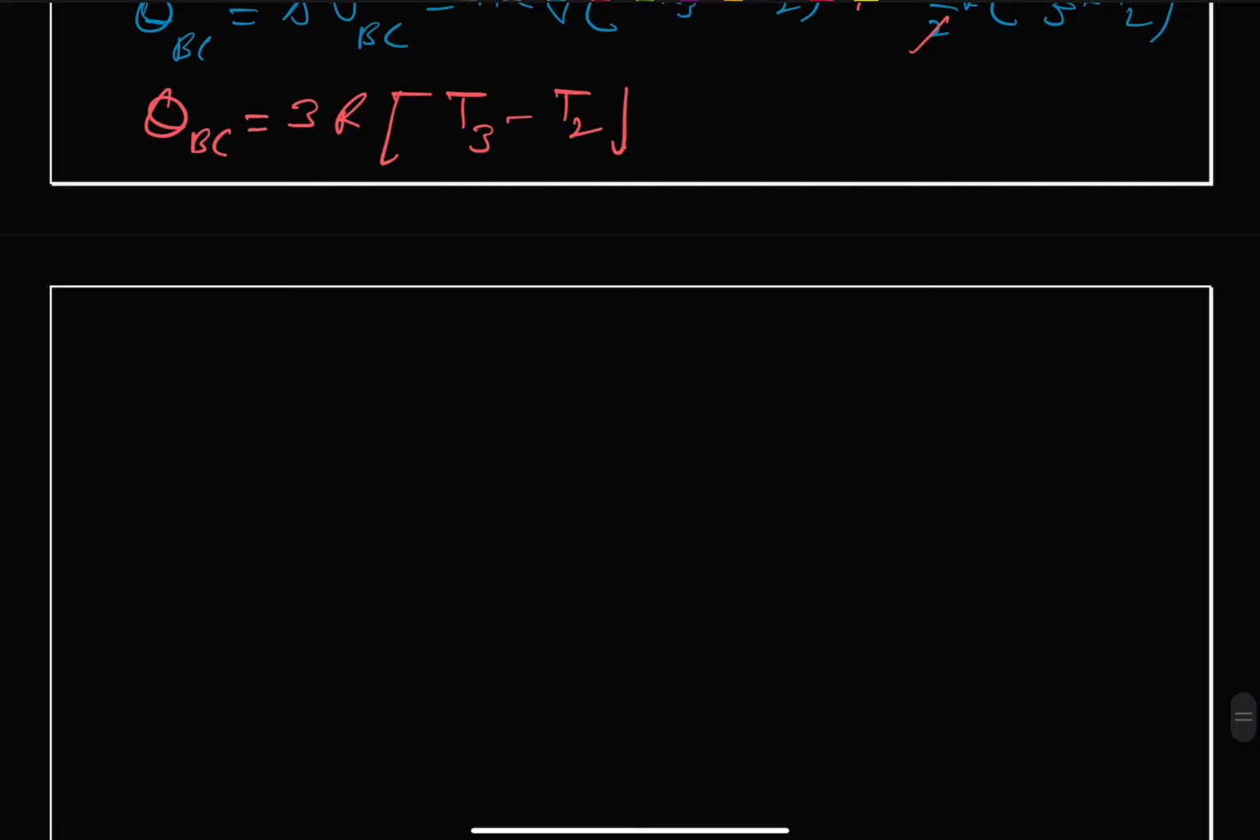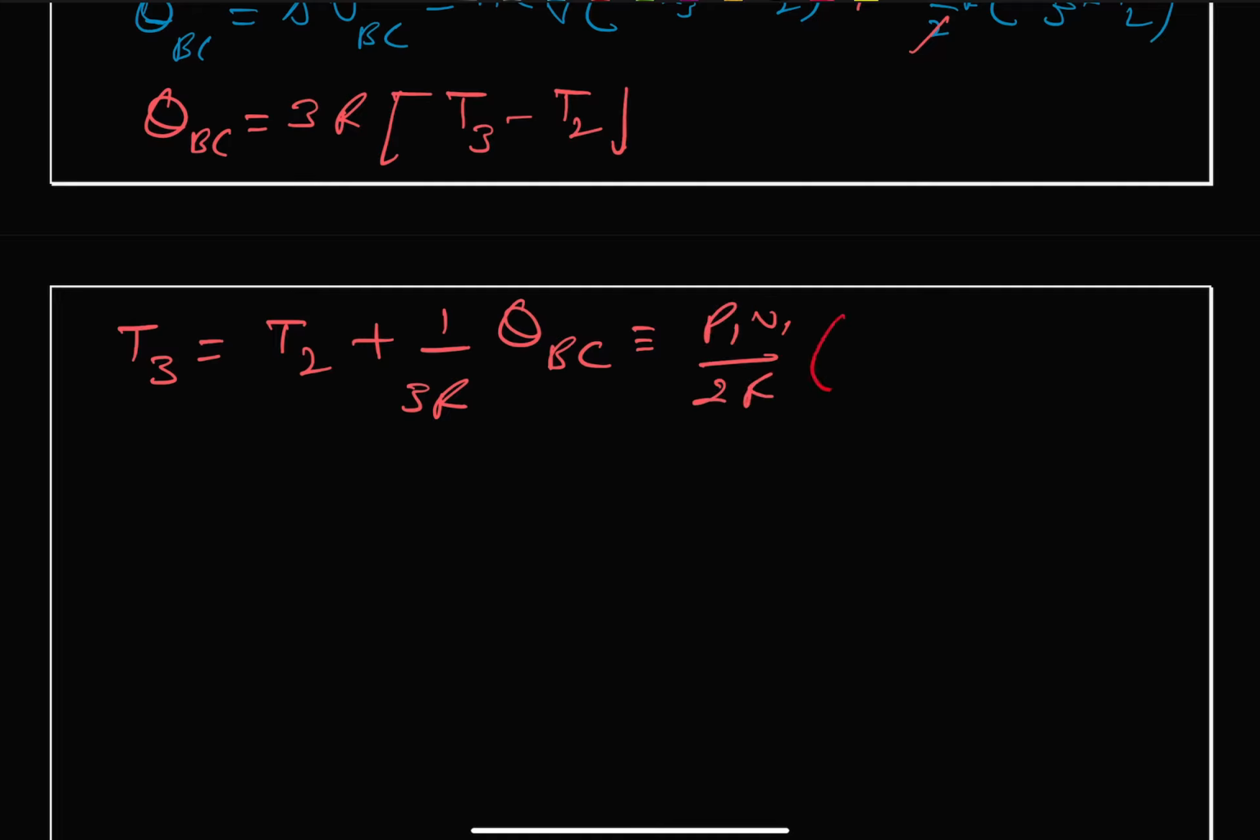So from here we can write that our T3 is equal to T2 plus 1 by 3R times Q_BC. T2 we already know, so we substitute it here. We get this as P1 V1 upon 2R times (V1/V2)^(2/3) plus 1 by 3R times Q of our BC.